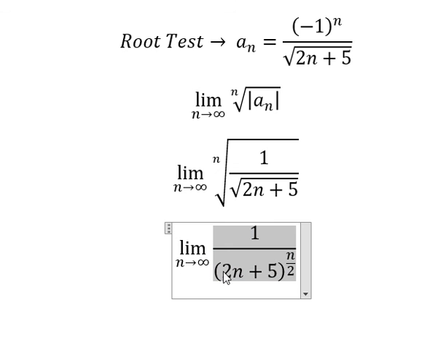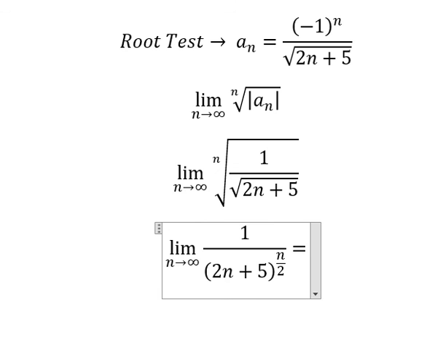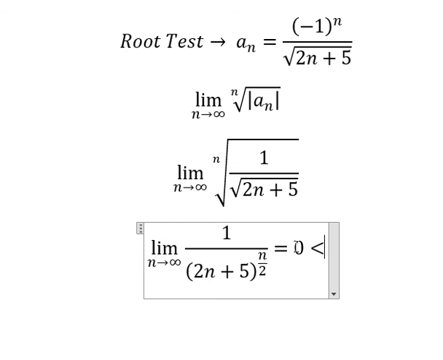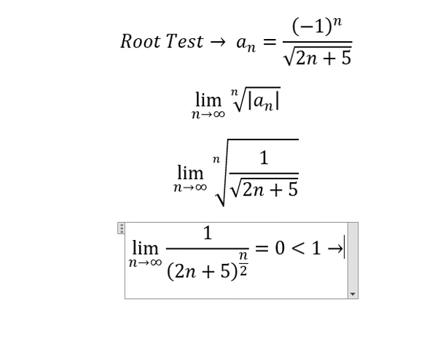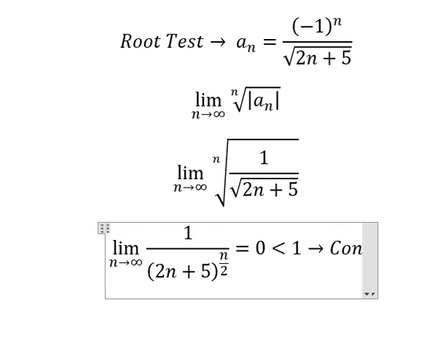So when n goes to positive infinity, this one will go to positive infinity. So 1 divided by positive infinity, you get 0. 0 is smaller than number 1. So that means this is convergence.